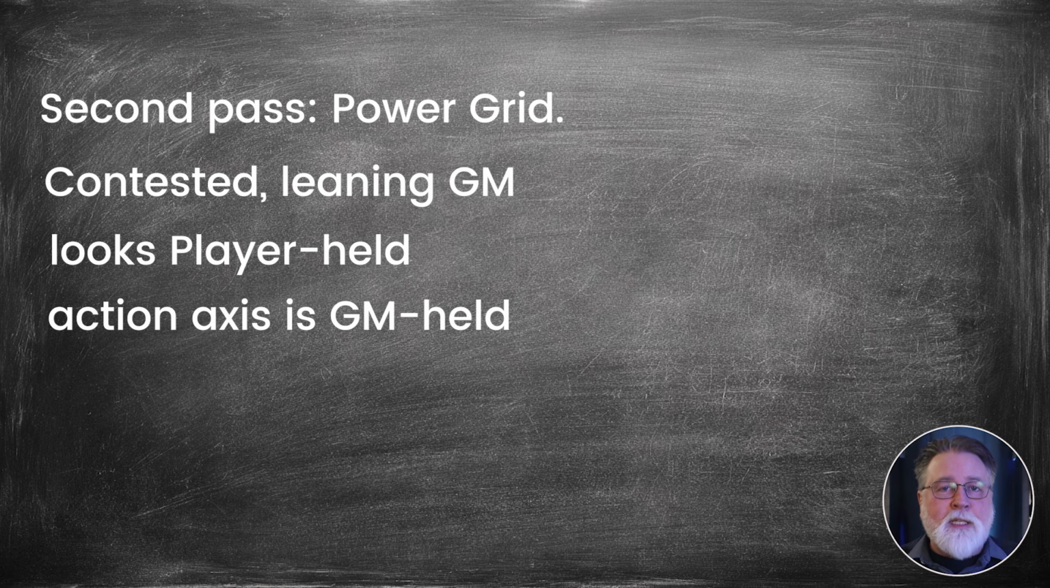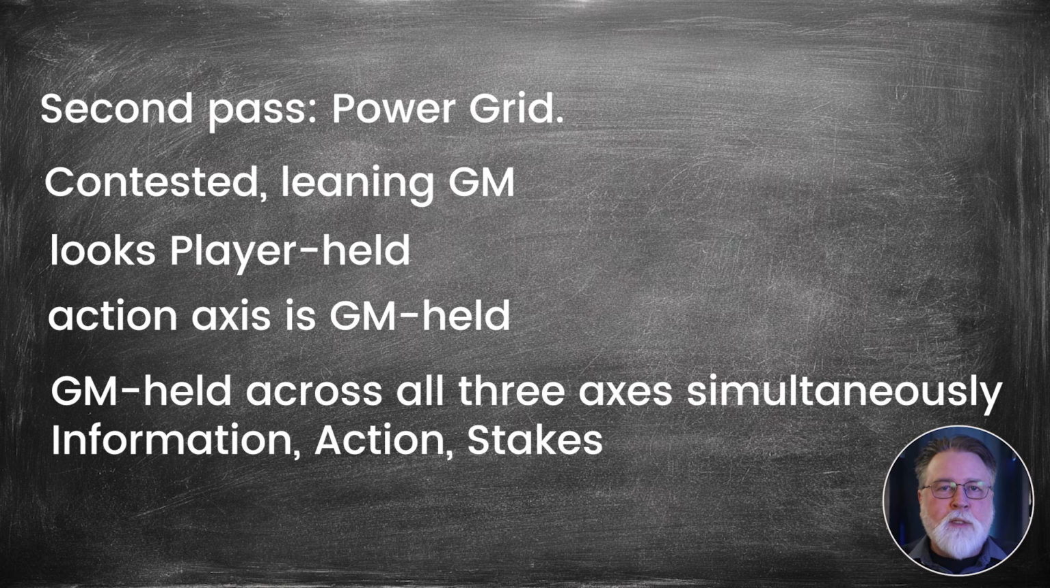The action axis is Game Master held even while the players feel like they're driving. This is a contested beat with a hidden asymmetry baked directly into the encounter design. When the goblins attack, the moment someone gets close enough to the bodies, the power grid flips completely to Game Master held across all three axes simultaneously.